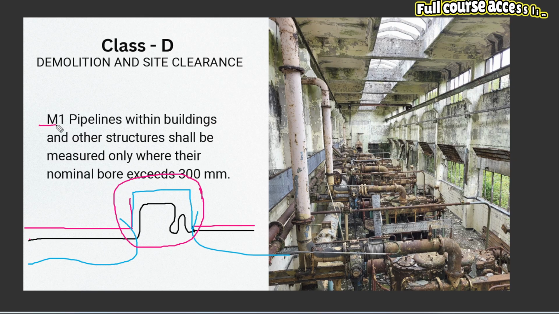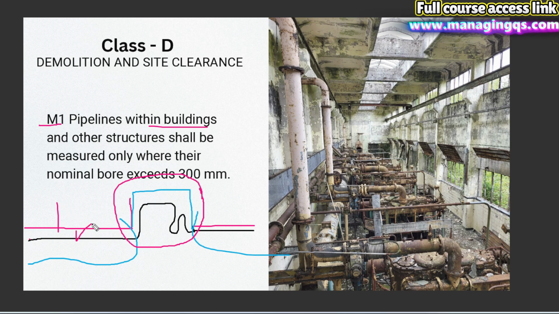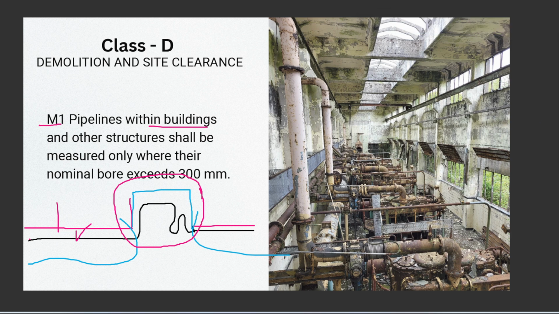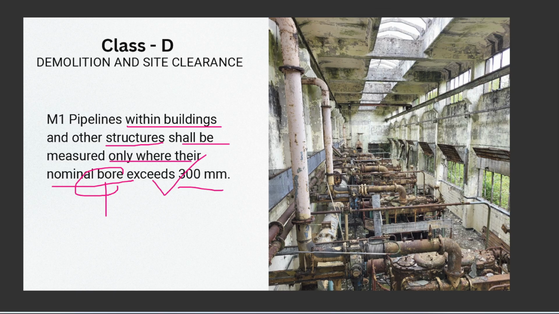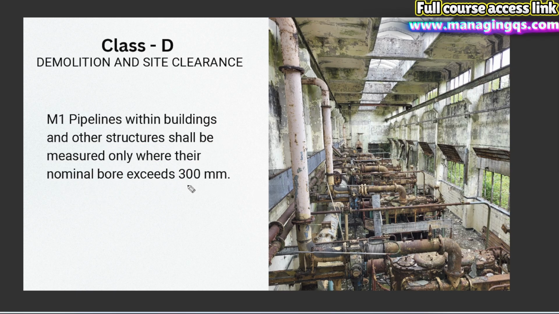This measurement rule says within the building. Within the ground level there is no confusion, we just remove the pipeline. But if the pipeline is inside the building, you should consider it like this: inside the building or any other structure, pipes shall be measured only where their nominal bore, meaning the pipe diameter, exceeds 300 millimeters. This rule says if a pipeline diameter is above 300 millimeters, only then do you consider it as pipeline demolition.